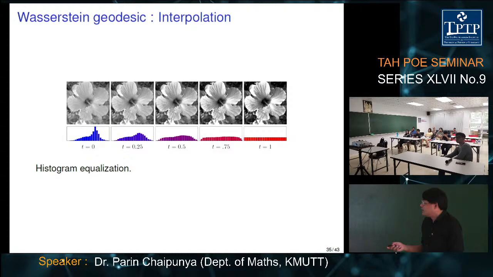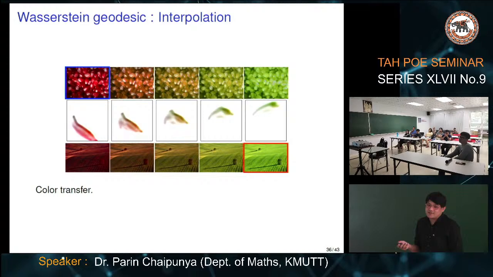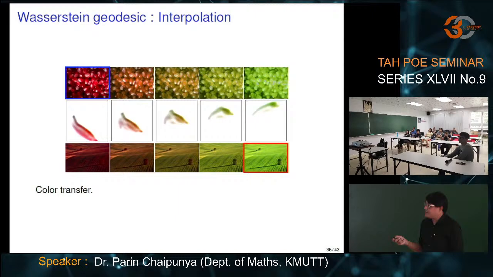The second one is color transfer. This is also attained by solving the Wasserstein geodesic. You are given two images. The first one is this, and the final one is this. If you cannot see what this is, this is a pomegranate. This is the pomegranate, and the final one is the farm.